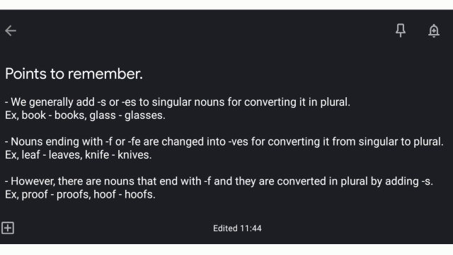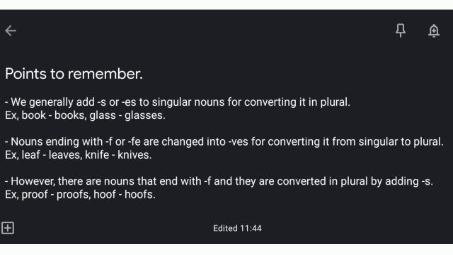Now you will ask, ma'am, why does book have s and glass have es when we convert from singular to plural? You have to note down the sound. Books is only s. Book plus s. But for glasses, glass plus es, which means glasses. So when there is the sound of s, we write es.